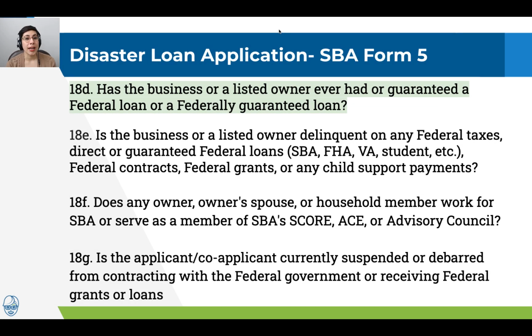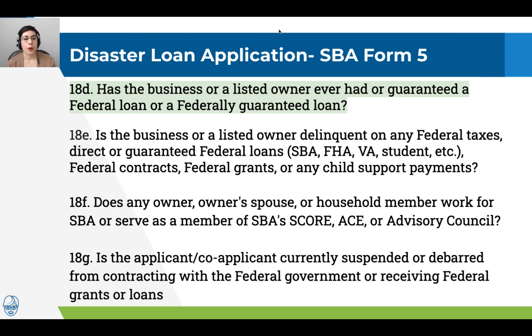18D, if you do have an SBA loan currently, is going to be a yes. Or if you've had like a student loan, potentially it could be a yes. So has a business or listed owner ever had or guaranteed a federal loan or federally guaranteed loan? And again, they're going to ask you to provide information on this. Is a business or listed owner delinquent on any federal taxes or guaranteed federal loans?